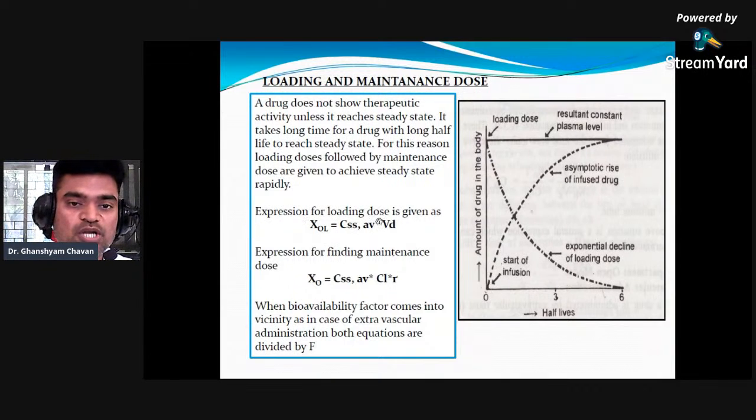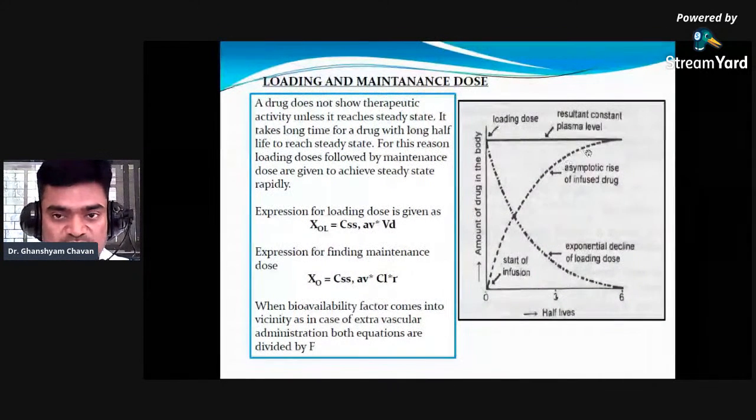The expression for loading dose is given as X0L is equal to C steady state average multiplied by the volume of distribution. Now the expression for finding the maintenance dose: X0 is equal to C steady state average multiplied by the clearance of your drug. So in this fashion, this is the maintenance dose.